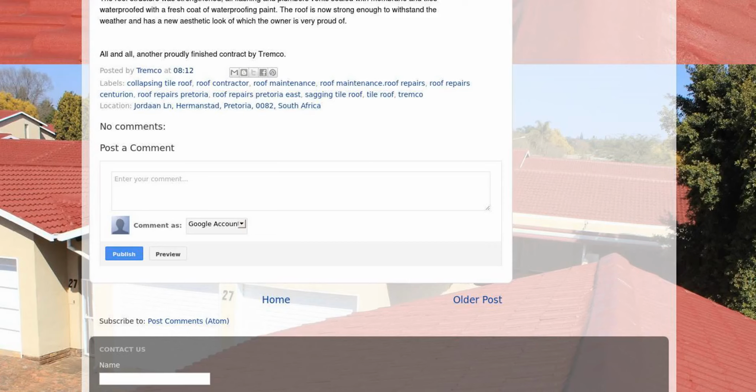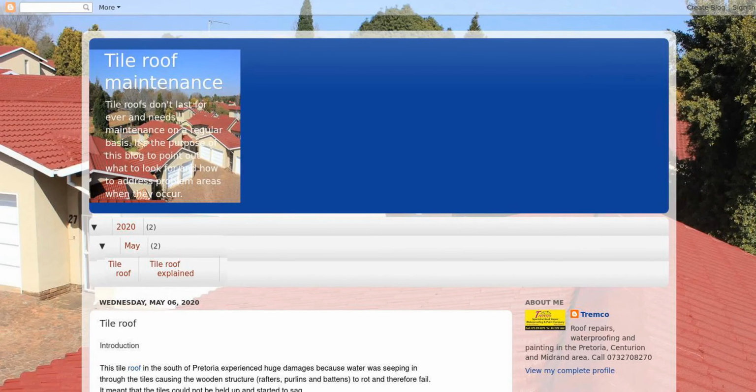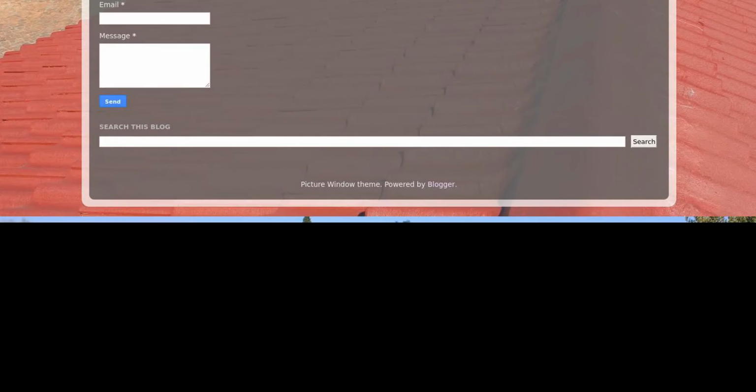Tile roof. Introduction. This tile roof in the south of Pretoria experienced huge damages because water was seeping in through the tiles, causing the wooden structure, rafters, purlins and battens, to rot and therefore fail. It meant that the tiles could not be held up and started to sag.